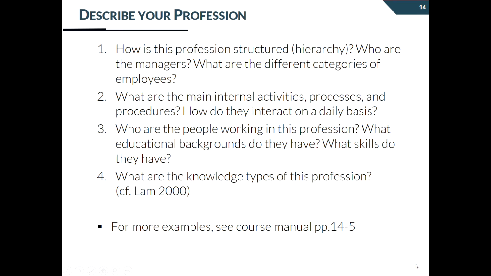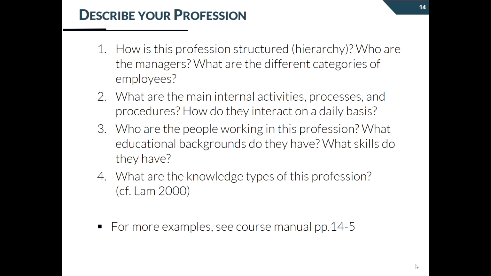And here you see questions that you can ask to describe your profession. Think of it like when you're studying an object, you want to turn it around and look at it from different angles. Try to do the same with your profession. So you want to ask questions on multiple levels and from multiple angles. What's the structure of the profession? Who's in charge? What's the hierarchy? These would be questions more on a higher level, but then you also want to ask questions on a more micro or lower level, such as what are the everyday activities? What's the work procedure like?